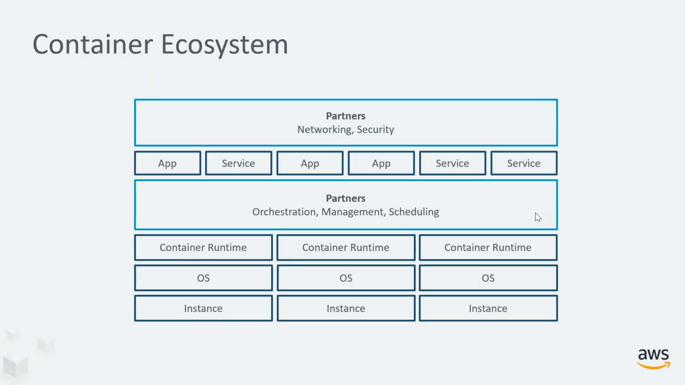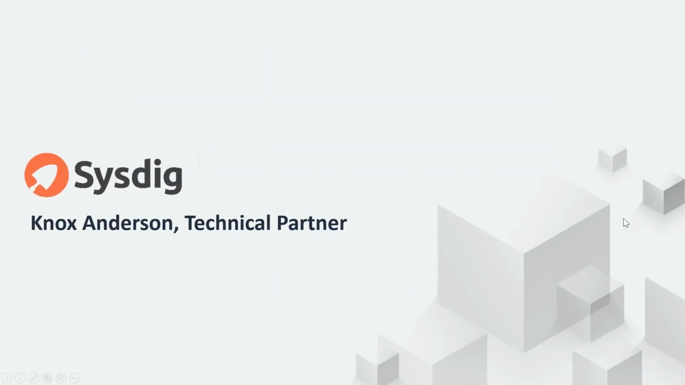This is kind of the container ecosystem from the partner side. So if you look in that middle area, we have a section that highlights orchestration, management, and scheduling. So this is managing basically clusters of compute resources that schedule and place your container workloads onto infrastructure resources. And then on the top blue box is our networking, security, continuous integration, and deployment partners that help customers accelerate their adoption of AWS and containers on AWS.